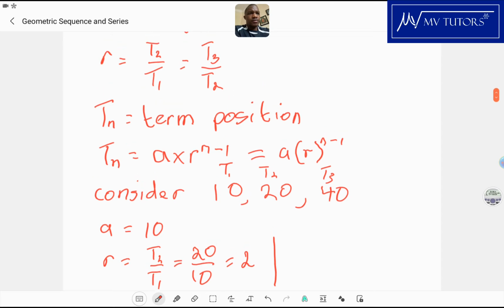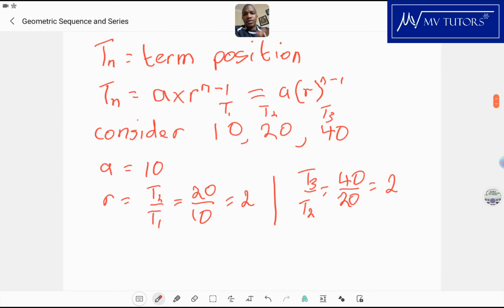This one, term 3 divided by term 2. If it gives us 2, then that concludes the common ratio. Term 3 is 40, and then term 2 is 20. 40 divided by 20 is 2. So, okay, it's confirmed. You can do it with just one of these. It doesn't matter which one you choose.